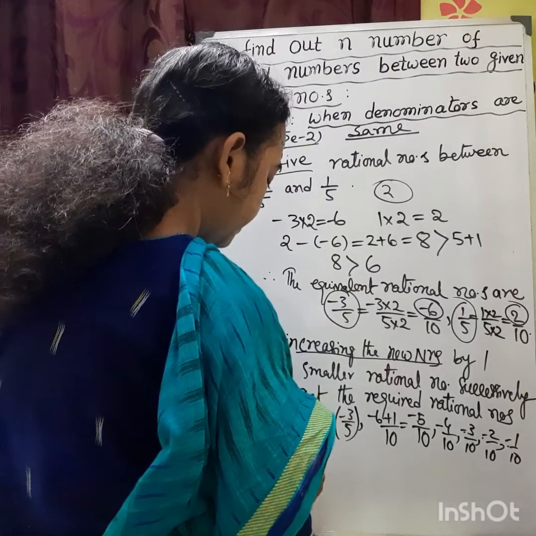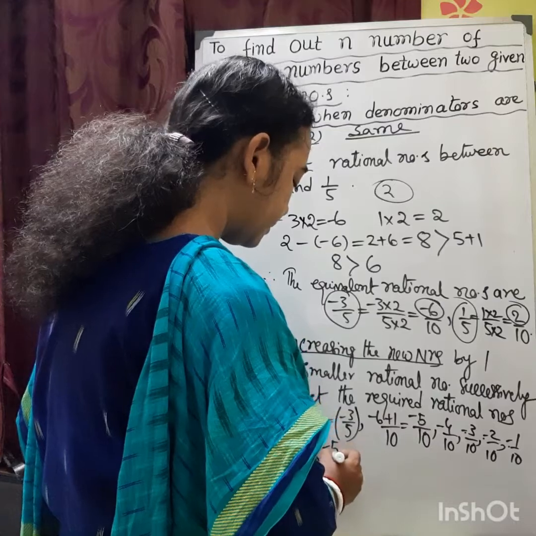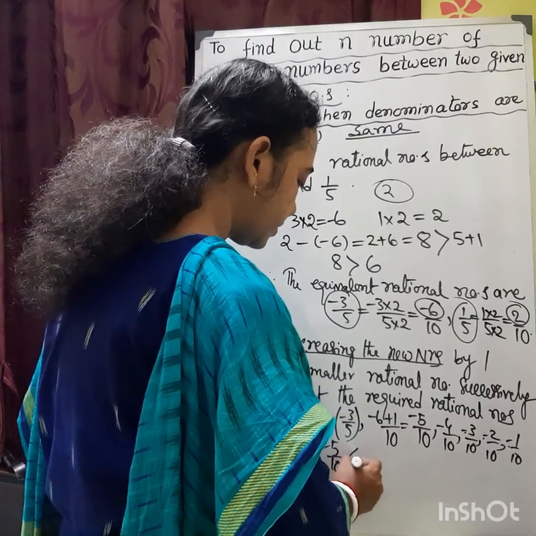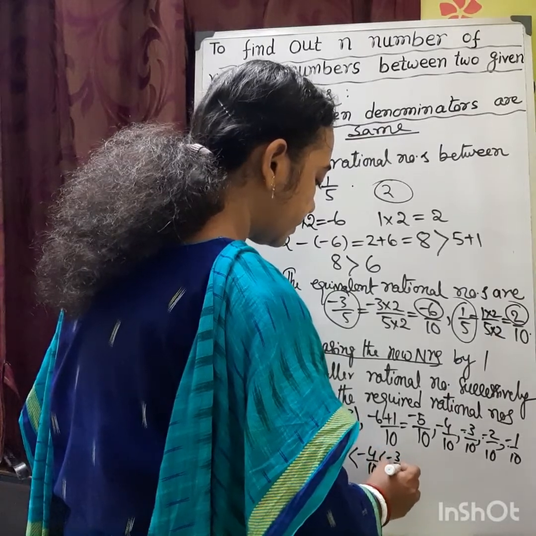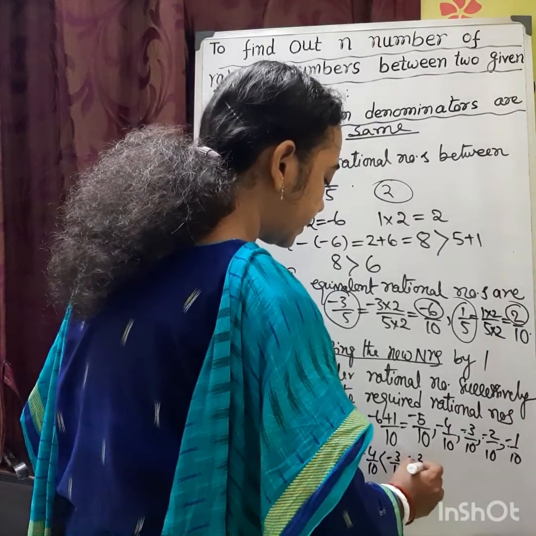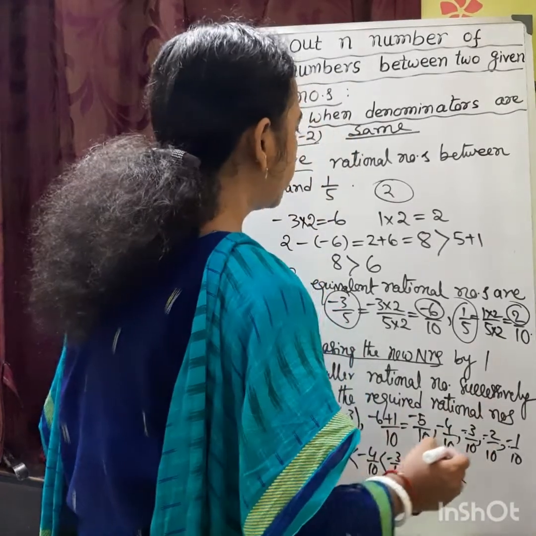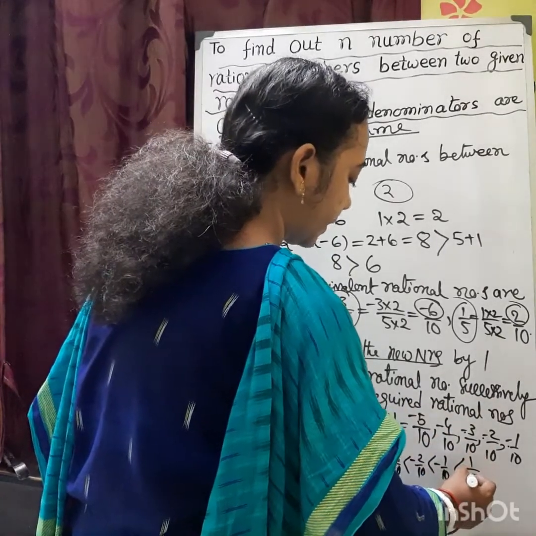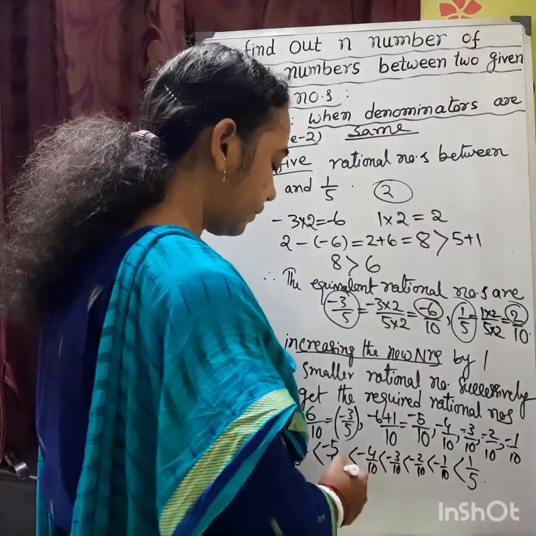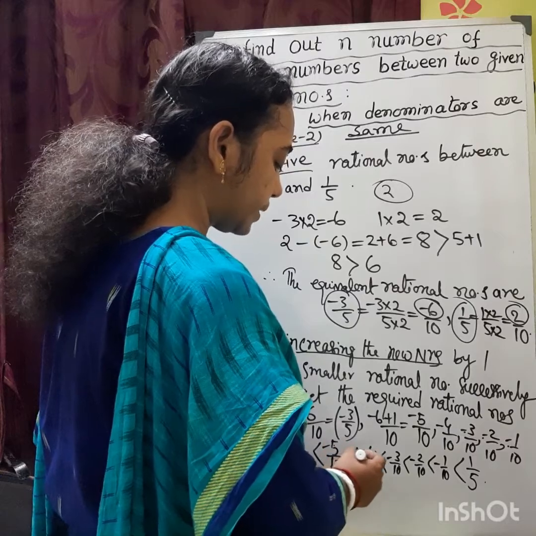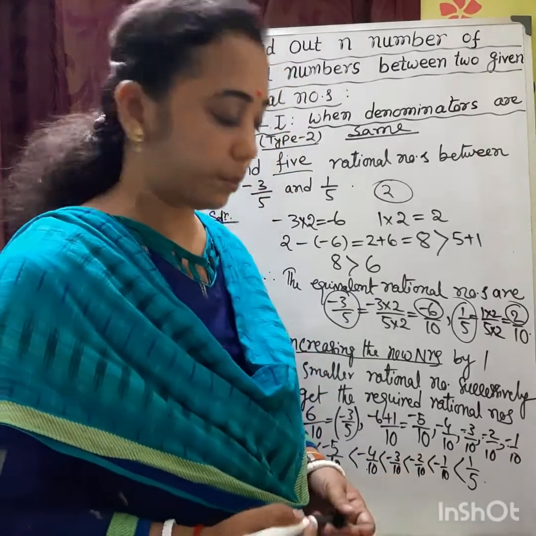Minus 3 by 5 is less than minus 5 by 10, which is less than minus 4 by 10, which is less than minus 3 by 10, less than minus 2 by 10, and less than minus 1 by 10. At last we can write which is less than 1 by 5. So between minus 3 by 5 and 1 by 5 we are getting 5 rational numbers, that is minus 5 by 10, minus 4 by 10, minus 3 by 10, minus 2 by 10 and minus 1 by 10.